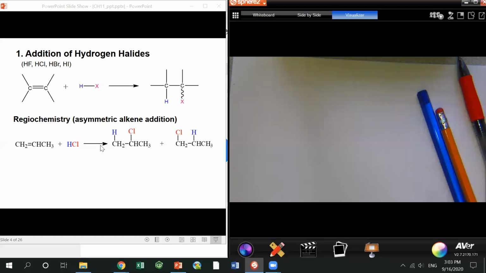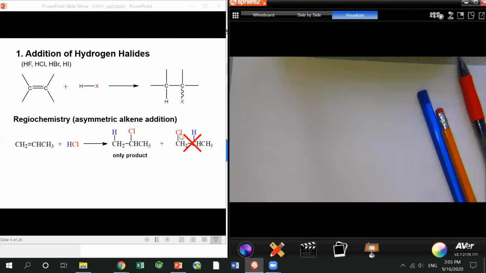One product is where the terminal carbon picks up hydrogen and the internal carbon picks up chloride. The other is the reverse, where the terminal carbon picks up chloride and the internal carbon picks up hydrogen. If there's no regioselectivity, you should get a 1-to-1 ratio of these two.